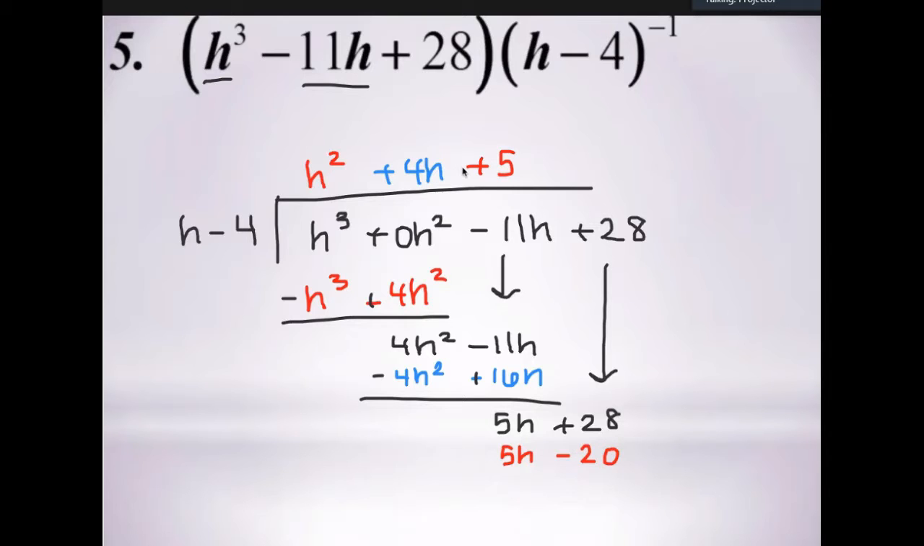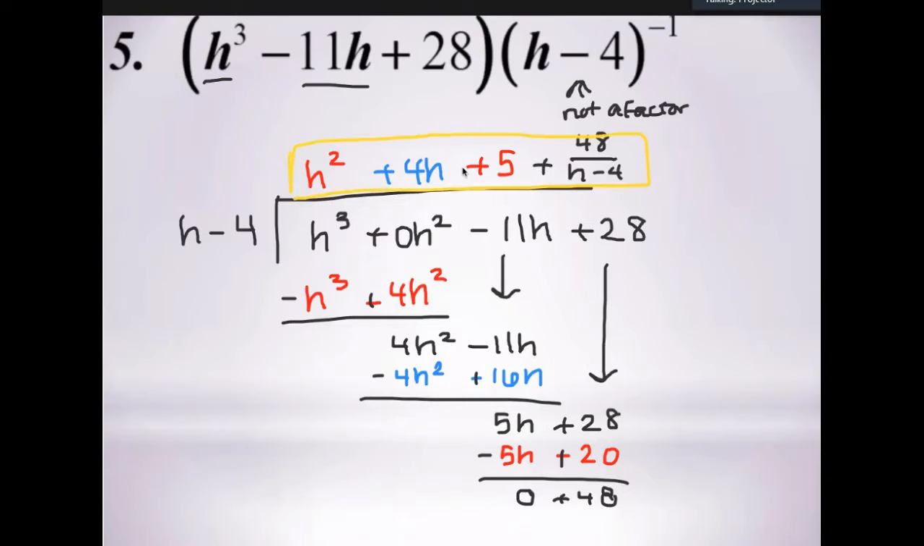Change your signs. And we get 0, so we know we've done it correctly. But now I have plus 48. So if I get a remainder, that tells me h minus 4 is not a factor of the original problem. And that 48 gets tagged on to the end as a remainder over the divisor. So our final answer this time is h squared plus 4h plus 5 plus 48 over h minus 4.